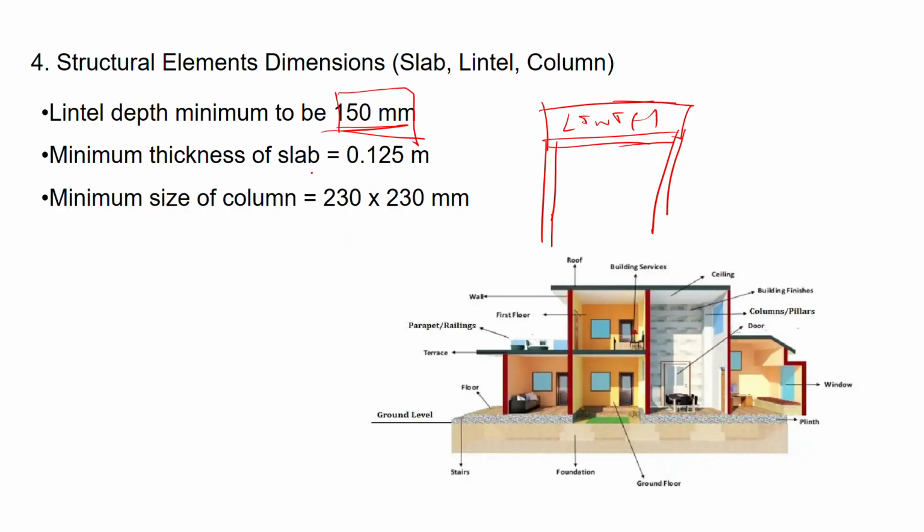So remember that. Minimum thickness of the slab, whatever slab you see here, should be 0.125. Remember that. The minimum size of the column should be starting from 230 by 230. This is a normal size that we consider. So remember that.